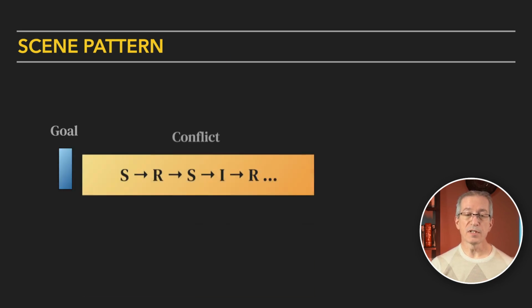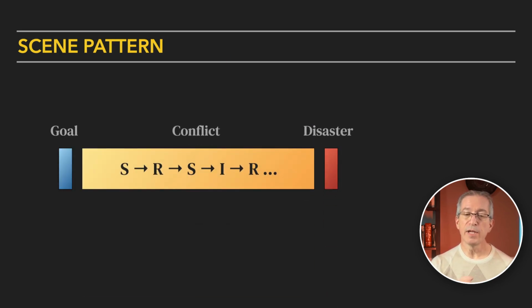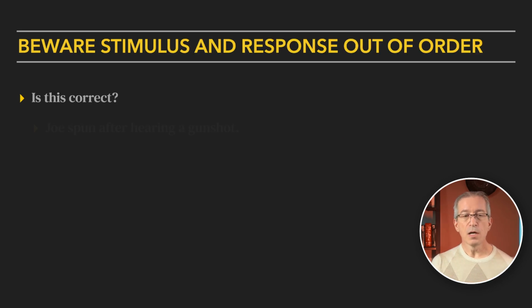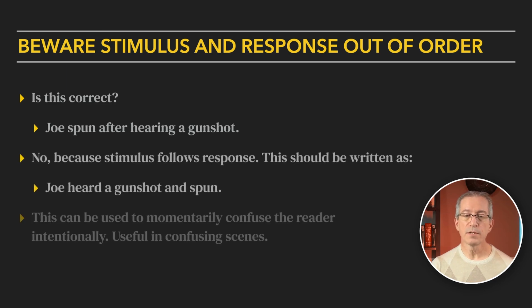And so now we have something like this. We have the goal, we have the conflict, and we have internalizations kind of mixed in with that stimulus response. And finally, we end with the disaster. Now, beware stimulus and response out of order. Is this correct? Joe spun after hearing a gunshot. Well, no, because the stimulus follows the response. It should be written as Joe heard a gunshot and spun.